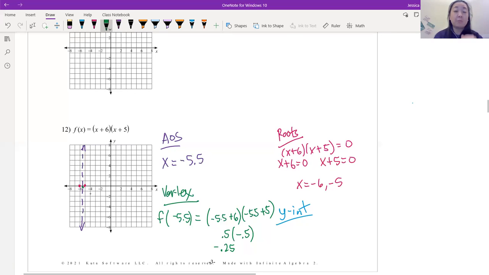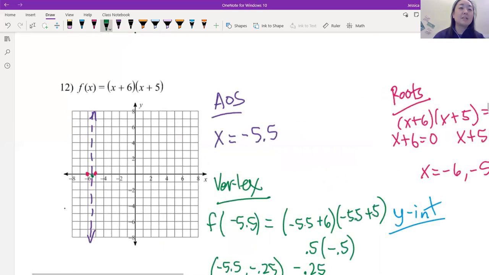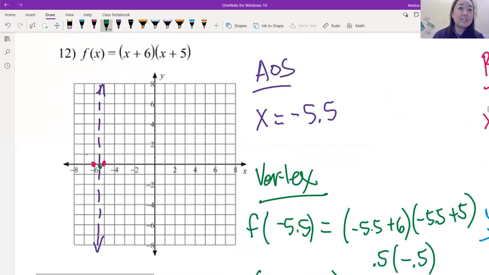It's below it. It's a quarter below. All right, so our vertex is going to be at -5.5 and -1/4. If you zoom in, let's see if I can zoom in, do you see right there? It's not at the x-axis. It's a little bit below, right?